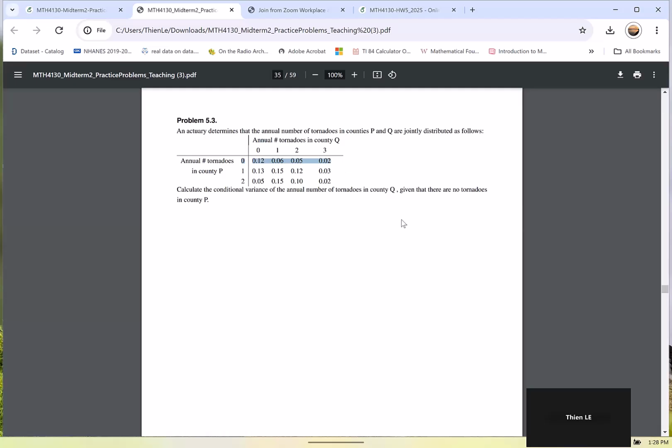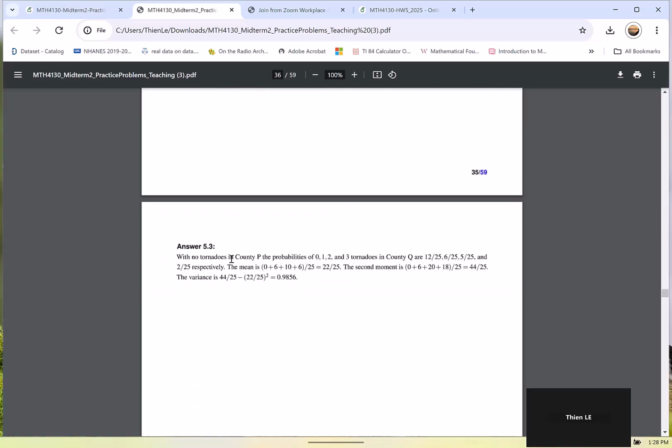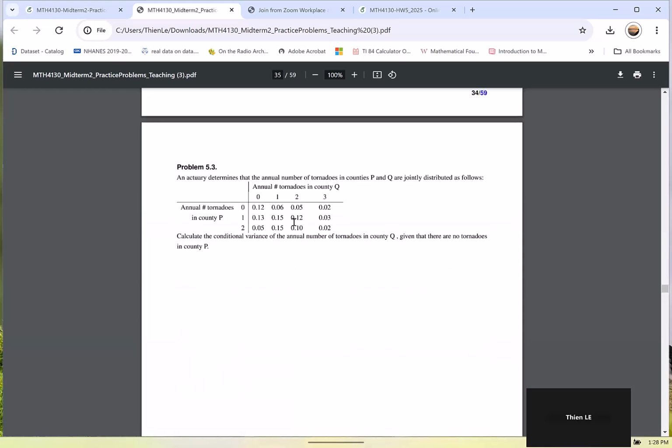And you want the conditional distribution of the annual tornadoes in county Q, right? So here you can see the probabilities for 0, 1, 2, 3 tornadoes in county Q. You can get them as 12/25, 6/25, 5/25, and 5/25. So this comes from basically just normalizing, right? 12, 6, 18, 23, 25. So you renormalize under the constraint of no tornado in county P.